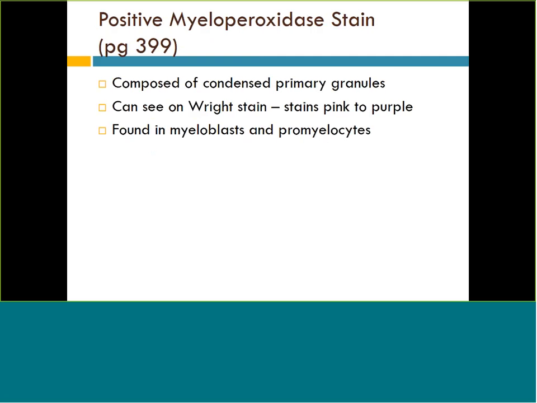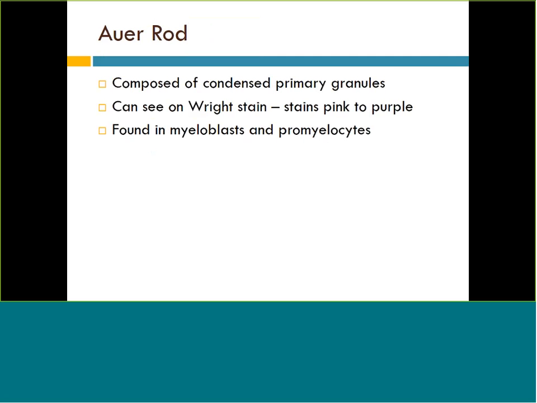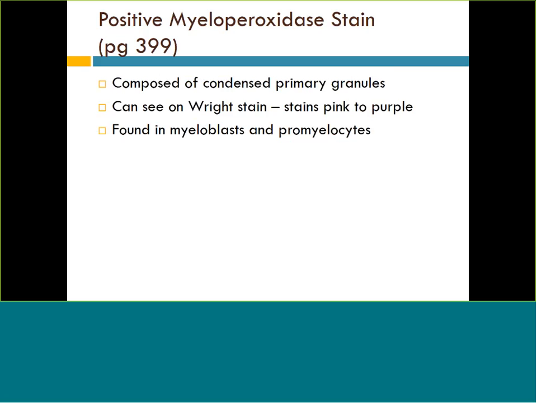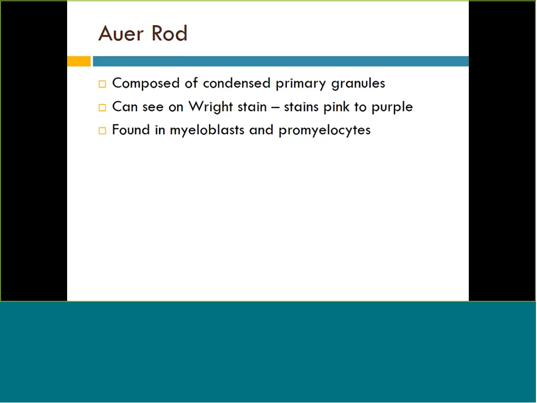The arrow is pointing to something that we call an Auer rod. An Auer rod is basically these primary granules that have condensed together into a rod shape. So you see where the arrow is, that's a rod shape. That is an Auer rod. So it's made of just primary granules. So of course, if it's made of primary granules, it will stain really intensely with that myeloperoxidase stain, because all those primary granules have that enzyme in them. So it will really pick up that stain very well.